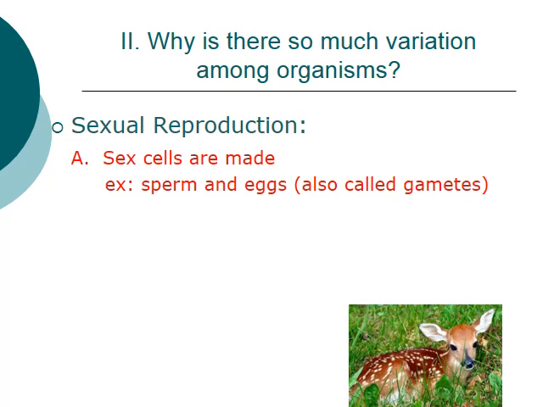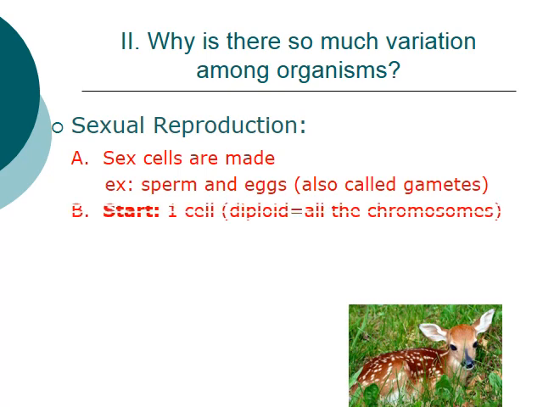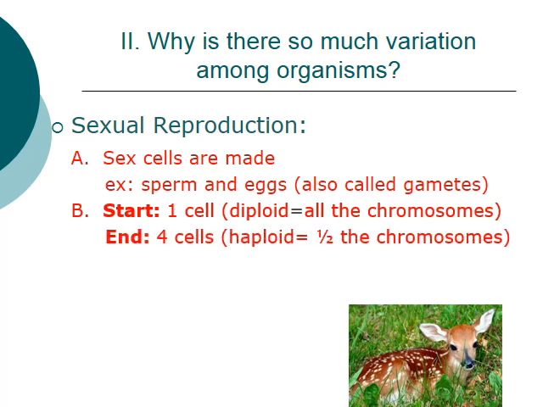So we have our sex cells, our gametes. The sperm and the eggs are created by meiosis. We start with a cell that has all of the chromosomes, and when it has a full set of chromosomes, it's called diploid. And that just means me as a person, I have a full set of chromosomes. I got 23 from my mom and I got 23 from my dad. So I am a diploid human being. But when we end with meiosis, we should have 4 cells that are haploid. They only have half the chromosomes.